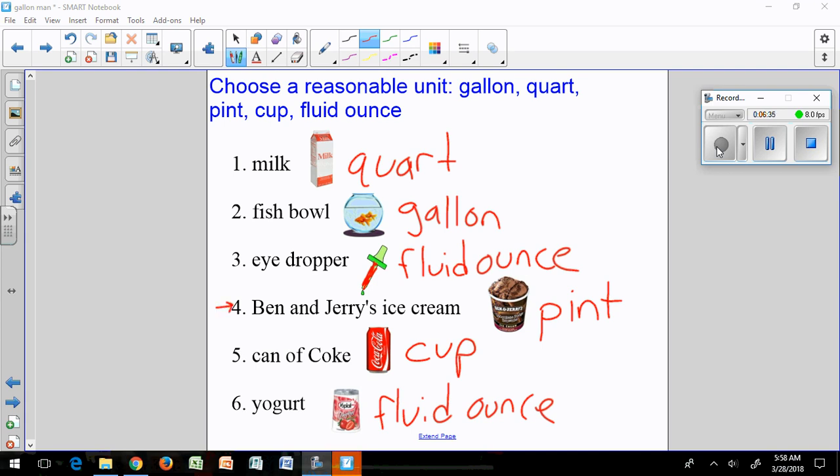Ben & Jerry's ice cream, what do you call this? A pint. You go to the store and you buy pints of Ben & Jerry's or Halo Top ice cream and eat it on the couch. You don't want to buy a gallon of ice cream to eat for yourself. You might, but you probably shouldn't. A can of Coke would probably be in cups. We could probably go cups or fluid ounces there, but we could definitely say 1.5 cups. That would probably be the easiest. And a container of yogurt, that would be in fluid ounces because it's smaller than a cup. We don't want to work in decimals, so we would just work in fluid ounces.